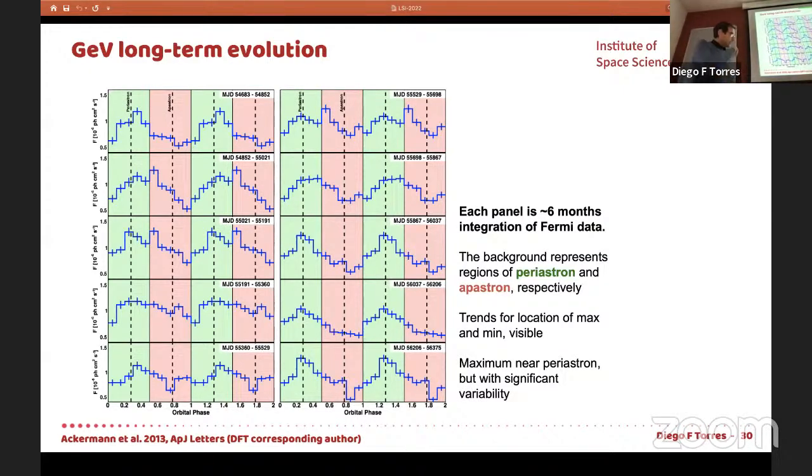And let me just show you briefly this. This is the GeV long-term evolution. This comes from a Fermi-LAT paper that we published in 2013. And you can see here, again, 6 months. So each panel here is 6 months. In green, you see the regions of periastron, and in red, the regions of apastron. So you can see that the trends for the location of the maximum and minimum are visible. The maximum is happening near periastron, but there is significant variability.